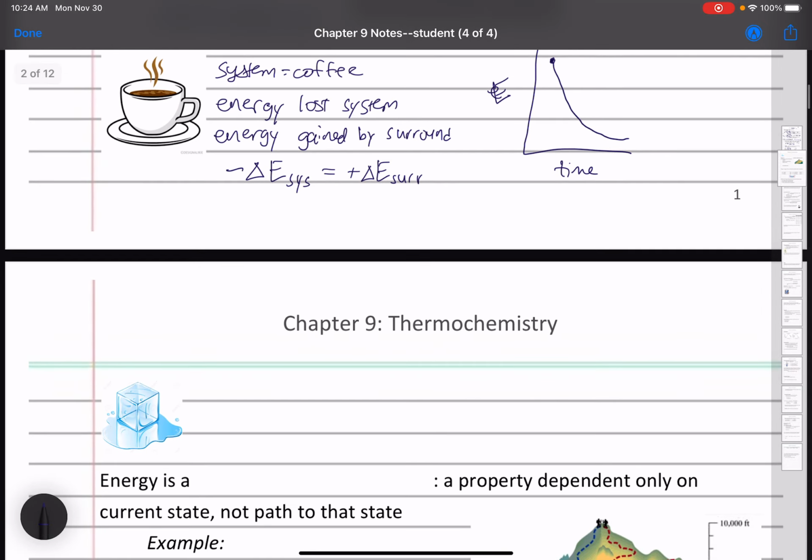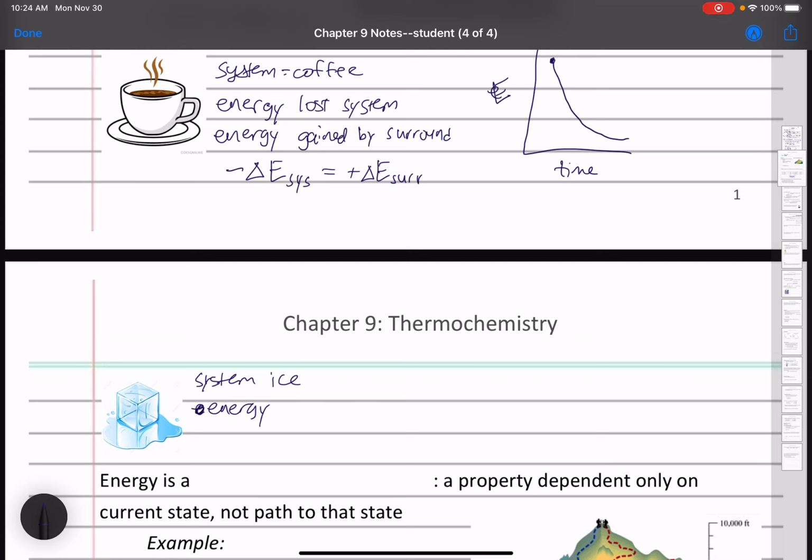All right, here's another system. We're looking at an ice cube. In this system, the ice is the system, and the surroundings are the air around the ice. Okay, so in this system, the ice is actually melting, so it's gaining heat, it's gaining energy.